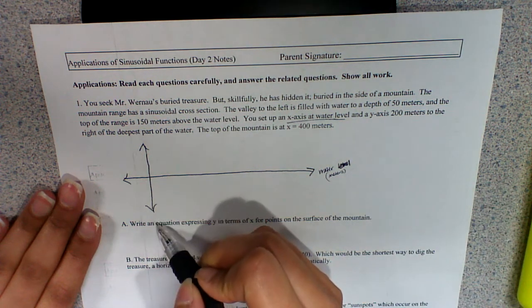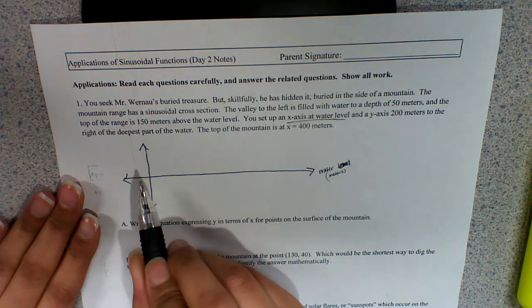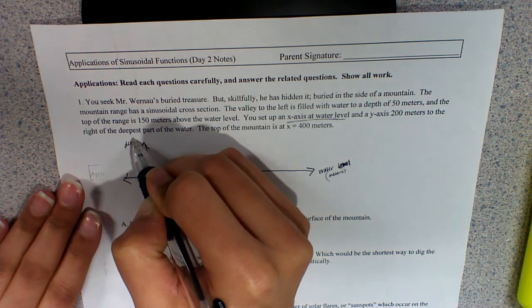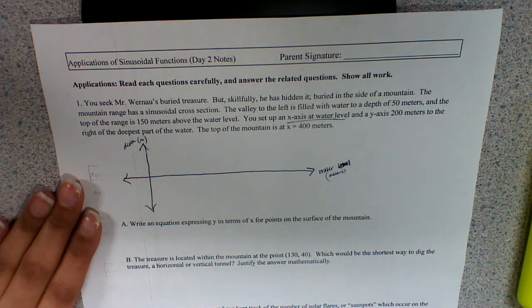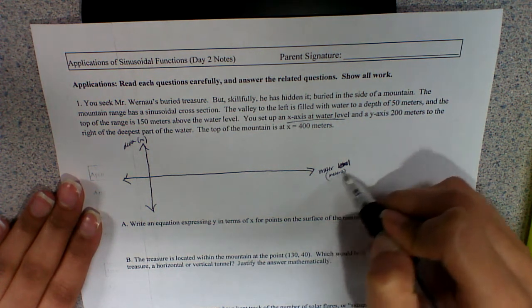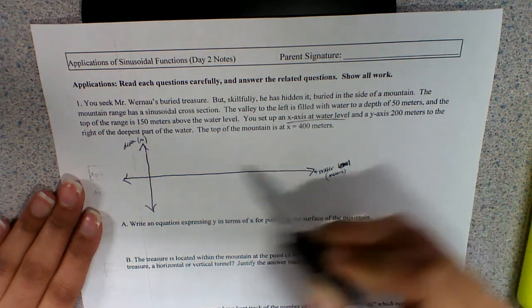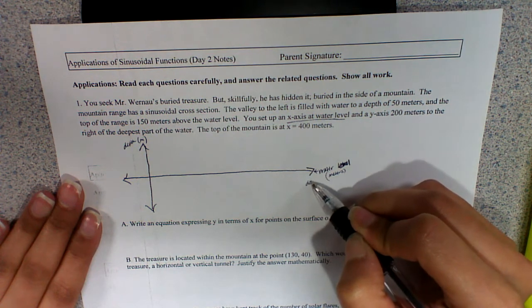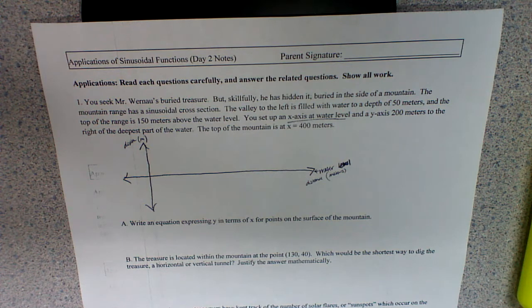And the y-axis will represent the height of the mountain or the depth that we're dealing with. So I'm going to say that this will be the depth, also in meters. In case you need to know, the x values themselves will actually be the distance away from the location that we're dealing with.